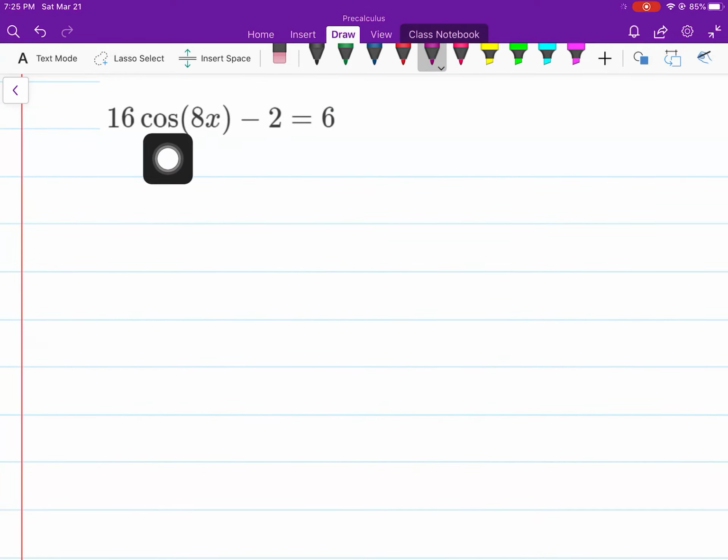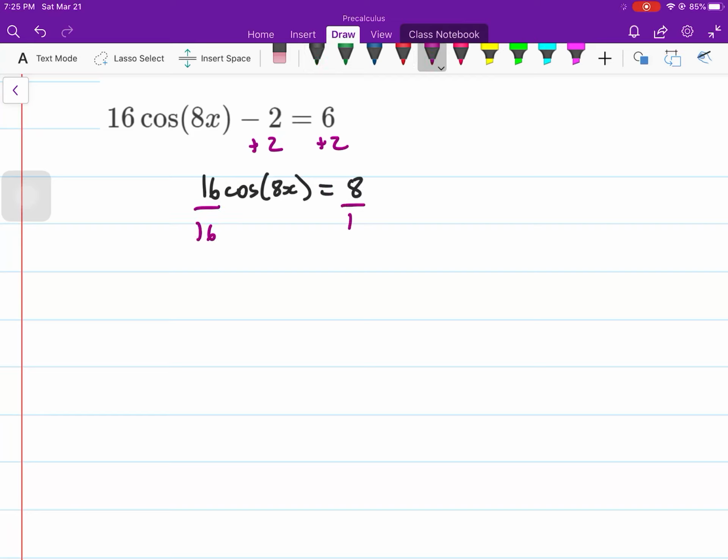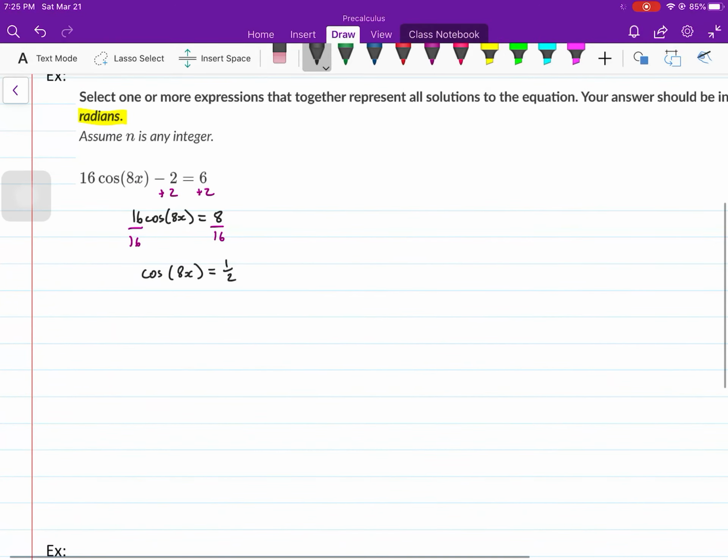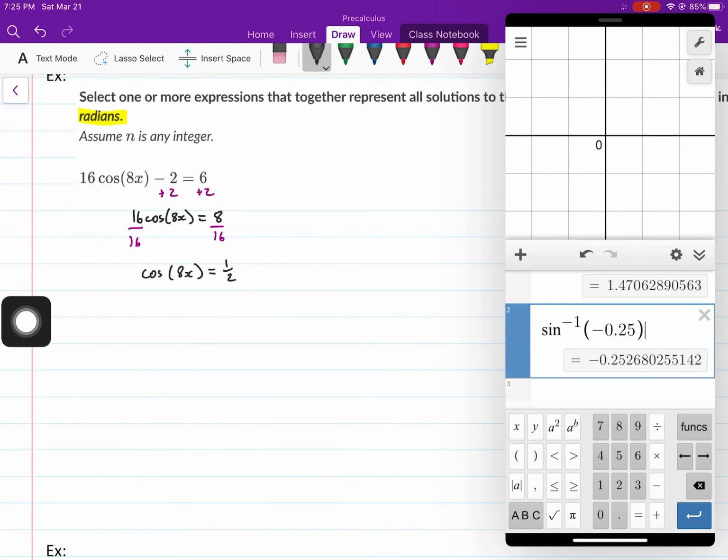So before we do the inverse cosine, let's move everything else over first. So we're going to add the 2 over, and I'll have 16 cosine of 8x equals 8. Then I'm going to divide by 16, and cosine of 8x equals 1/2. So now this is the point where I'm going to do the inverse cosine. We'll worry about the 8x right now, and I'll explain what's going on there in a little bit.